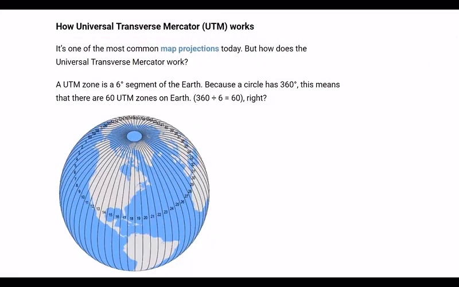What is UTM? It's one of the most common map projections today. But how does the Universal Transverse Mercator work? A UTM zone is a 6-degree segment of the Earth. Because a circle has 360 degrees, this means that there are 60 UTM zones on Earth. From the figure it's clear.